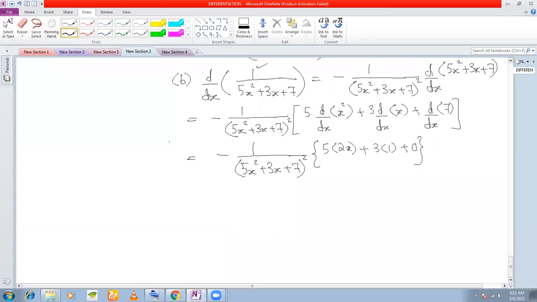So ultimately you get here minus, as in the numerator we put, 10x plus 3 divided by (5x² plus 3x plus 7) whole square. That's it. Okay, so this is this rule.